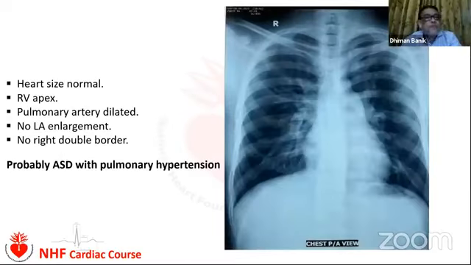This is a chest radiograph which shows that the heart size is normal.